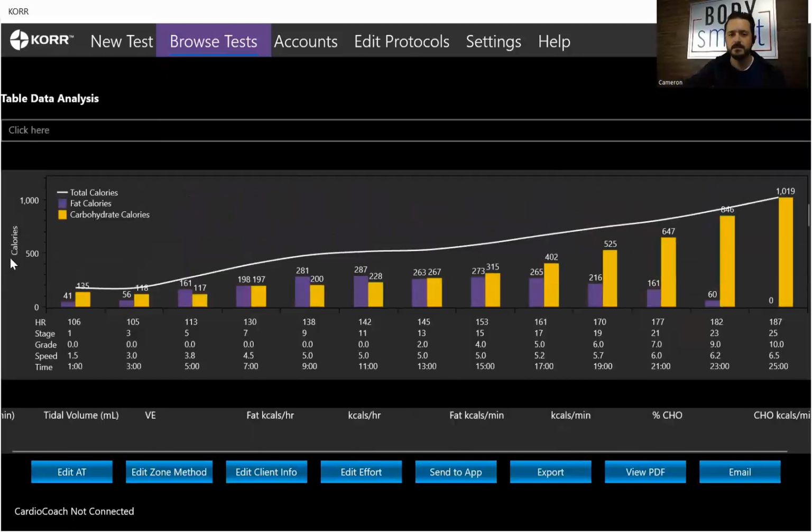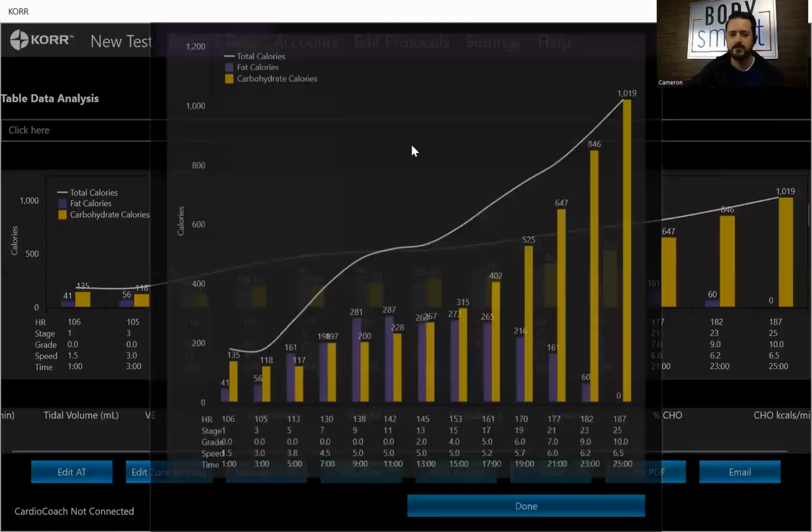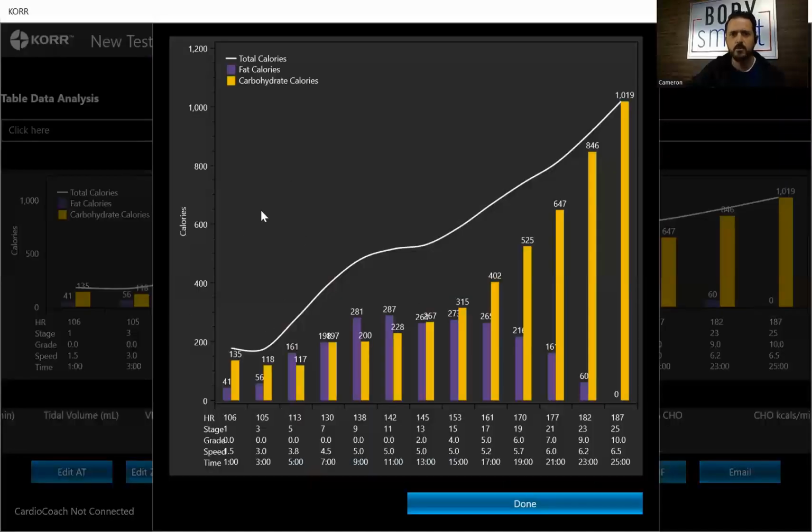This, though, to me is my favorite graph, my favorite part of the whole test. So what we're looking at here is your fat calories per hour are the purple numbers, and your carbohydrate calories per hour are the yellow numbers. So purple here is your fat calories per hour. So there's the sweet spot, I guess, for exercising for this person. And the yellow is the carbohydrate calories.